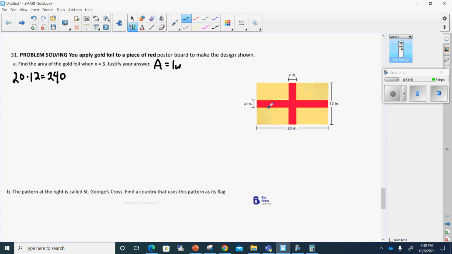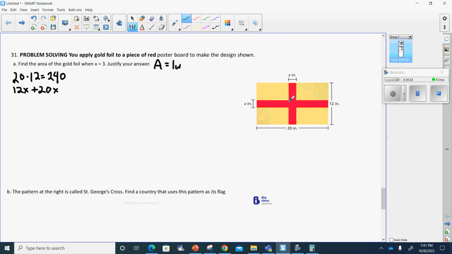So let's see. I know the area of this red one is going to be 12 times x, right? Because we got 12 here. We're multiplying it by x over here because only this distance, right? So for this one here, it's 12 and then times x. And then over here, it's going to be 20 times x, right? So 12x, let's see, plus 20x.